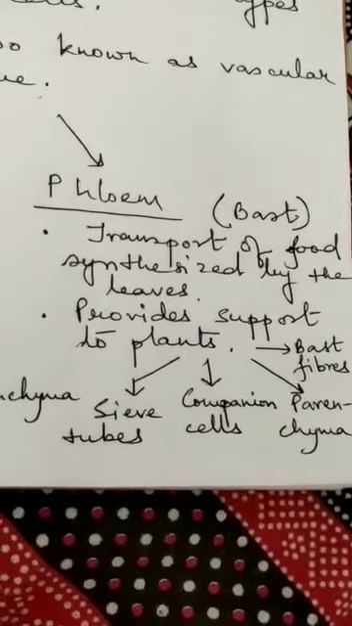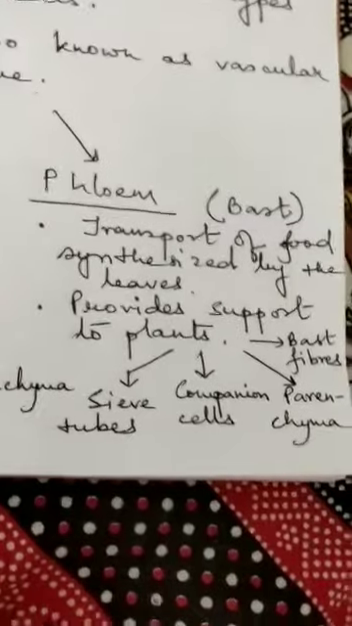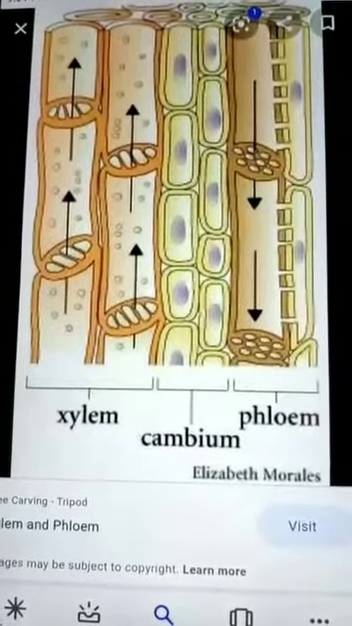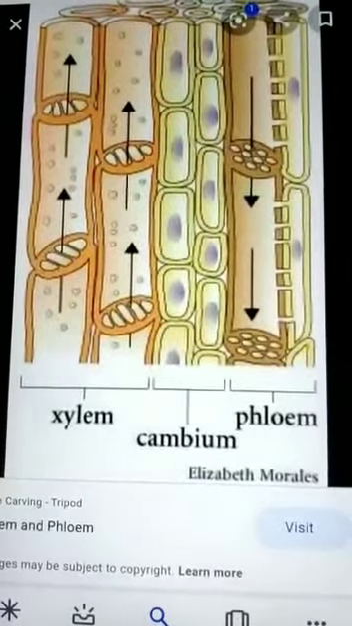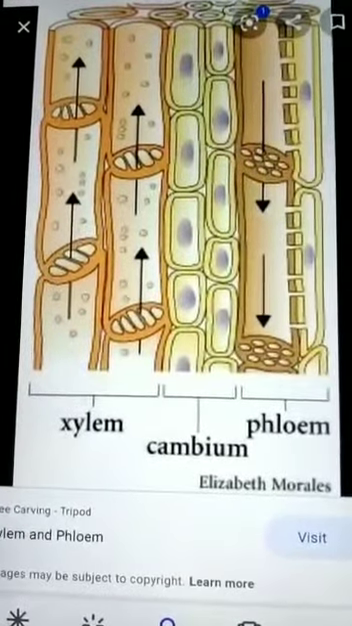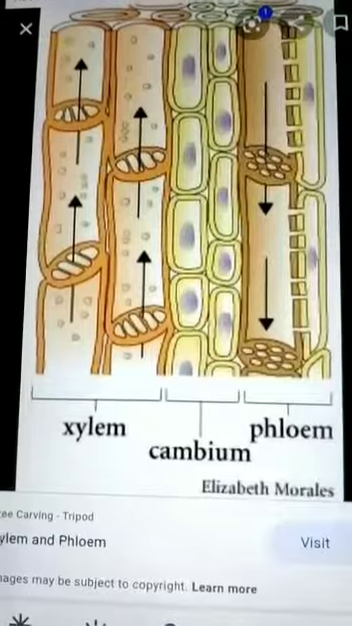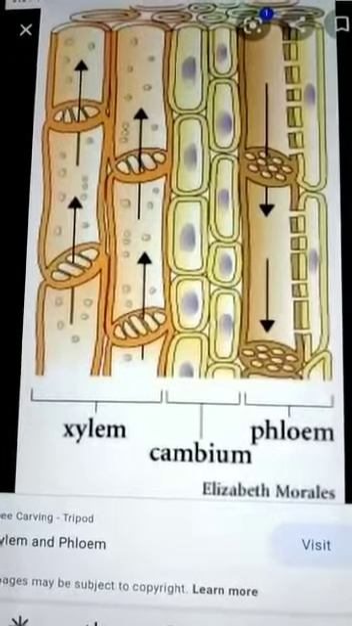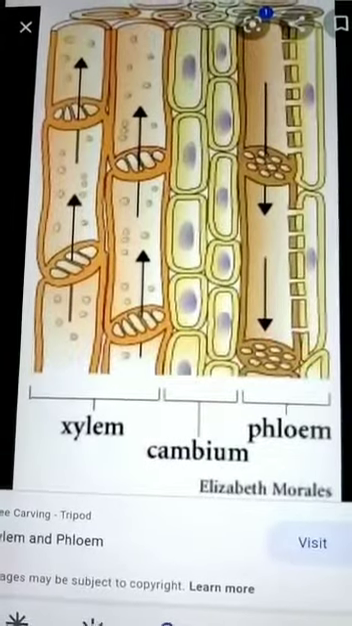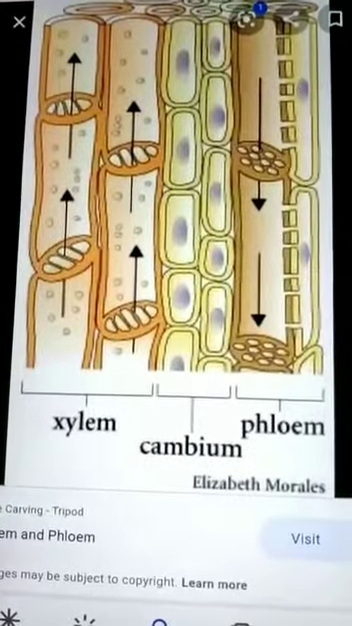I hope it's clear. Now we'll see a picture of both of them. See, this is a combined picture of xylem and phloem, and you can see the arrows are different. Why? Because xylem helps in the conduction of water and minerals from the roots to the different parts of the plant, especially to the leaves for photosynthesis.